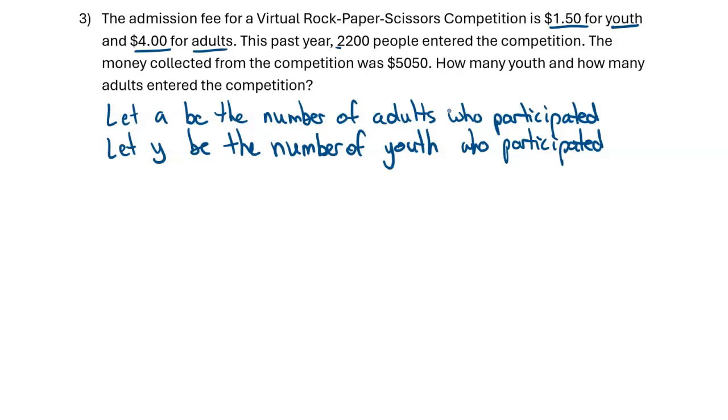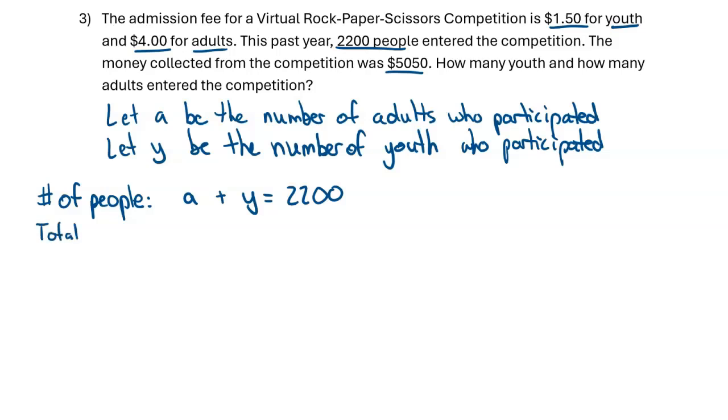And so we have $1.50 for youth and we have $4 for adults. 2,200 people competed and we raised $5,050. So we're going to start with the most obvious equation perhaps, and that is the fact that if we had 2,200 people, if we add the number of adults plus the number of youth, it's 2,200. But then we also have the total amount of money that was brought in. That looks at $1.50 for youth, so 1.5 times Y, and then $4 for adults, so 4 times A, and they brought in $5,050.